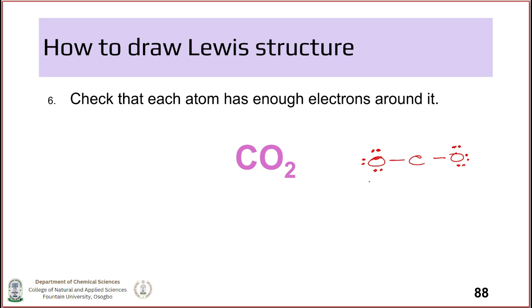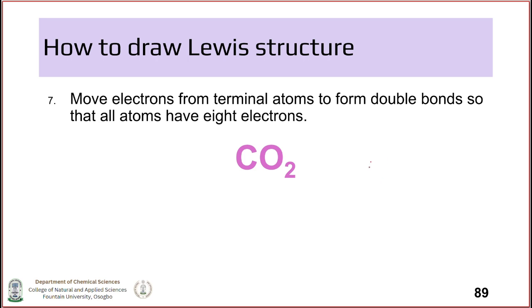So let's go. The next step is to move electrons from terminal atoms to form double bonds so that all atoms have 8 electrons around them, as we are saying now. So it means we have to move electrons from here to form double bonds. So how do we do that? So it's like this. Let me just do it.